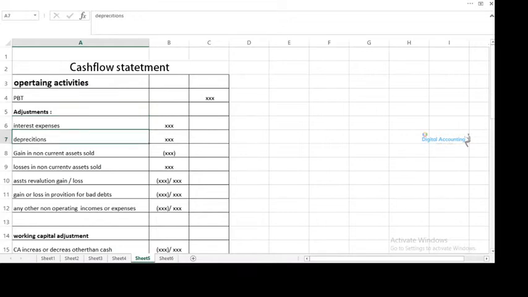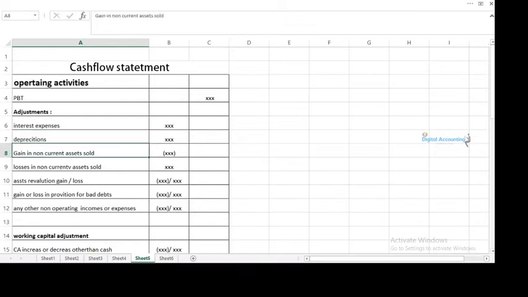Next comes the depreciation. Depreciation is also a non-cash expenditure, and the profit was derived after deducting this depreciation. So we need to add back this depreciation in order to draw the cash flow statement, the actual cash flow activity. It has already been deducted as a cost, so we need to add it back. This is not a cash expenditure, so we need to add it back in order to derive the cash, right?